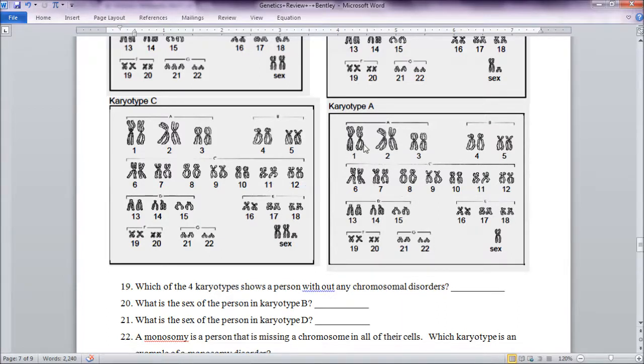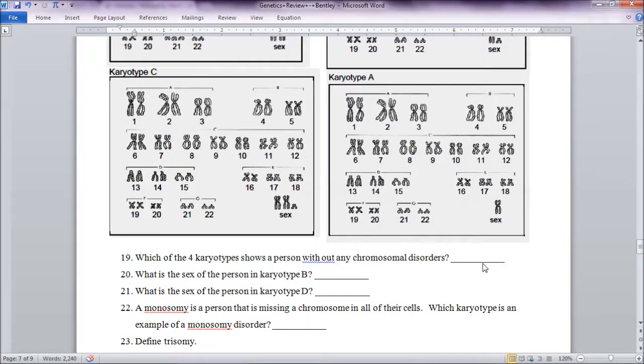Karyotype A, on the other hand, everything looks good until, again, you get to the sex chromosome. You may be noticing a pattern. The sex chromosome often is the issue. But this time we only have one, and this is a girl. Most of them failed to develop, but if they do develop, honestly, they do okay. It's, again, one of the better types of these chromosomal diseases. But it is called Turner syndrome.